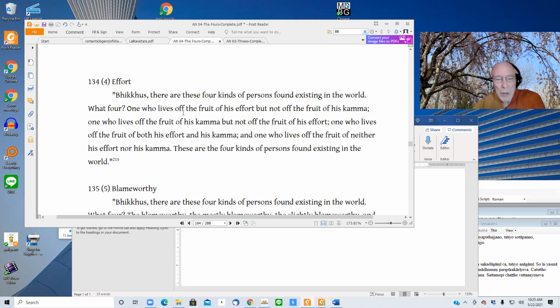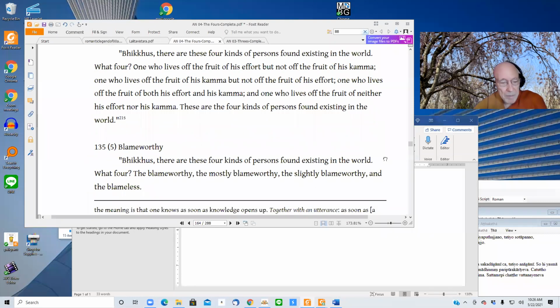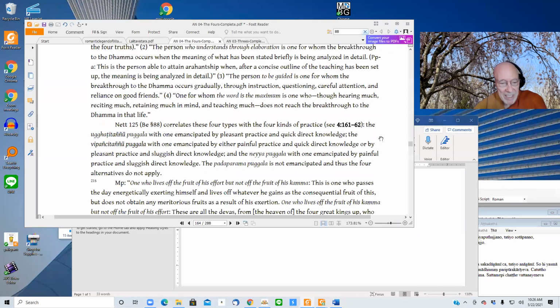So we have the one who lives off the fruit of his effort. First of all, we'll go through the terms, then I'll explain. One who lives off the fruit of his effort, but not off the fruit of his karma. One who lives off the fruit of his karma, but not off the fruit of his effort. One who lives off the fruit of both his effort and his karma, and one who lives off the fruit of neither his effort nor his karma. Let's see what the commentary says.